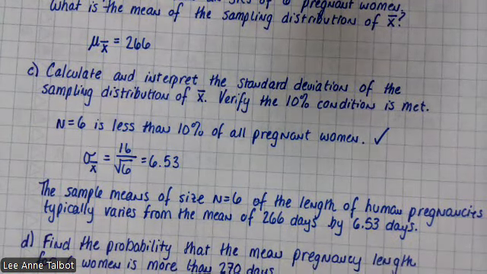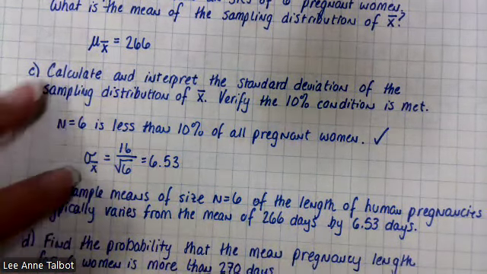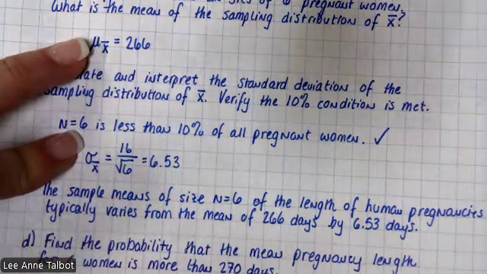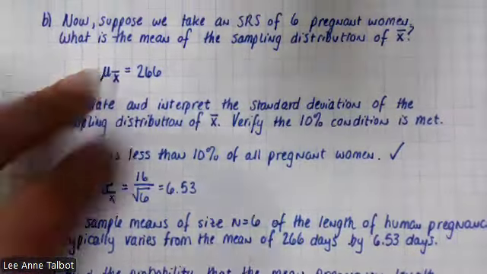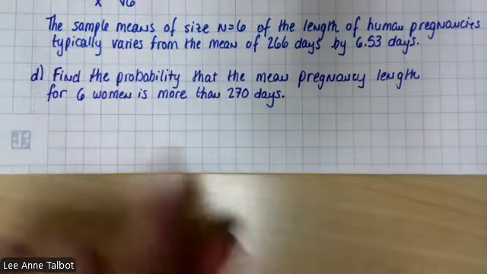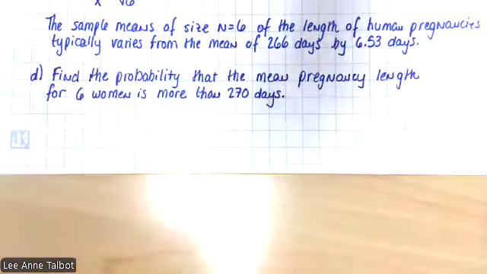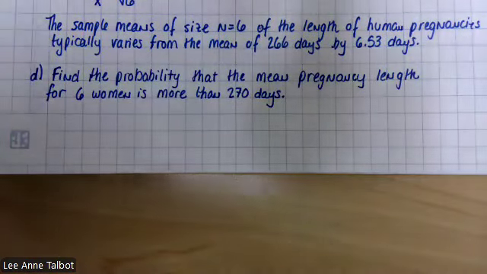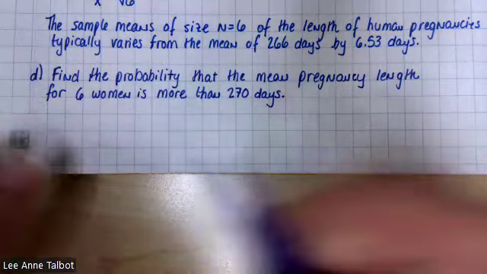Do you understand that the 6 means that you have to use the formulas that involve the 6? Because this one said 6, and this one said 6, and this one says 6. So you need to use the ones that say 6, not the ones that are just 1. It's the ones with the 6. Okay.